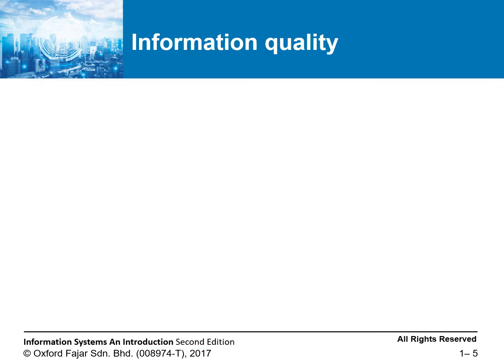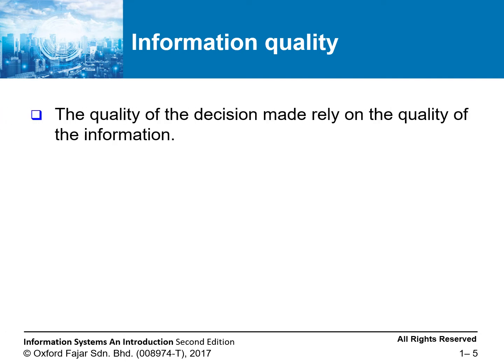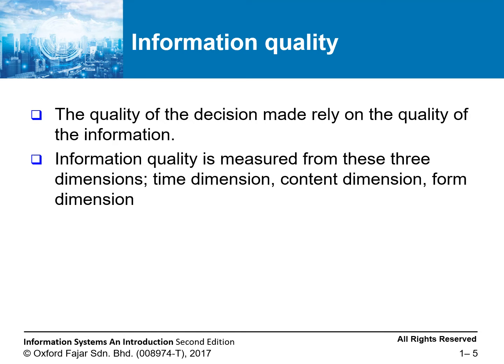In decision making, information is very important and valuable, so the quality of the decision may rely on the quality of the information. There are characteristics that define the quality of information. Information quality is measured from three dimensions, which are the time dimension, the content dimension, and also the form dimension.